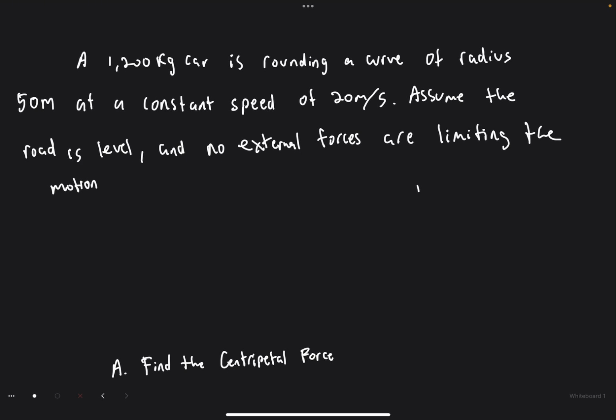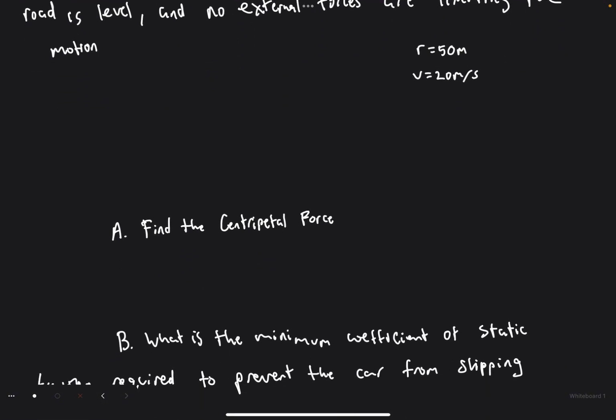So we know the radius is 50 meters. We know the velocity. The velocity is 20 meters per second. How can that help us find the centripetal force?